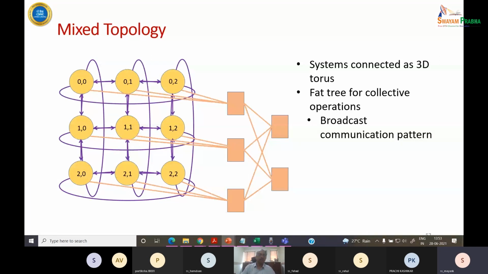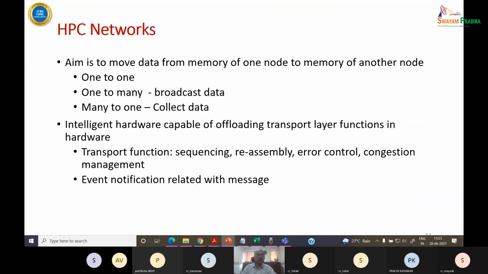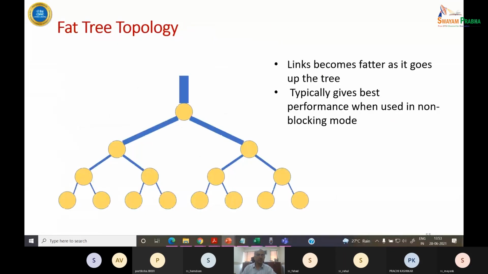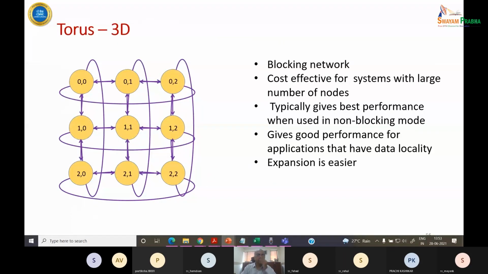Now coming to torus. Suppose you have 9, and 9 is a square of 3. Okay, so we have a 2D torus with this one. This 2D torus can ideally accommodate 4, 9, 16, 25, these kind of numbers, and that will give you the optimum capacity.